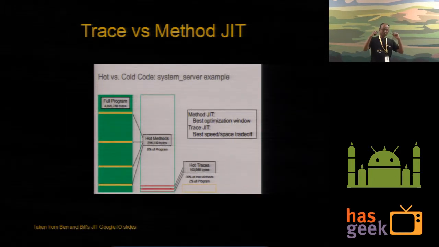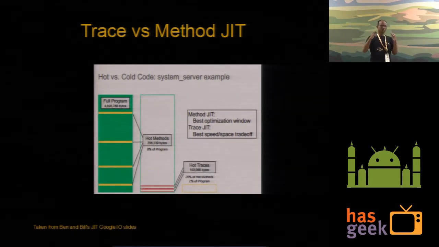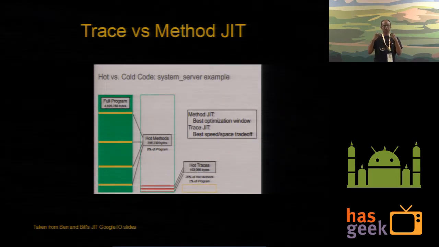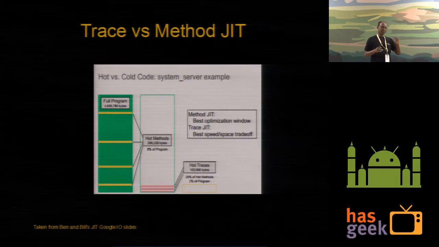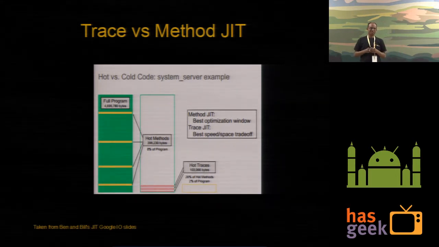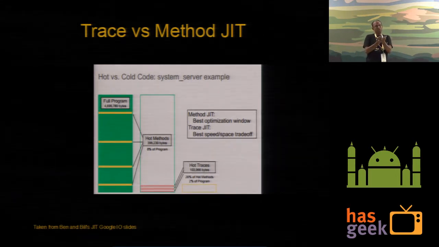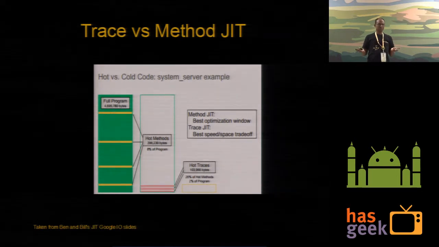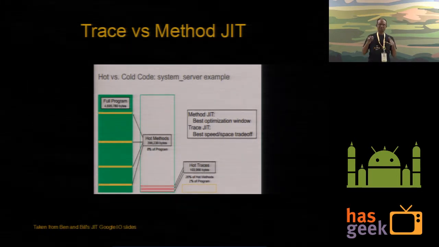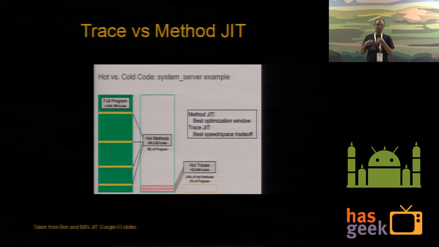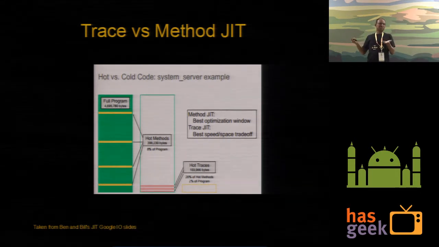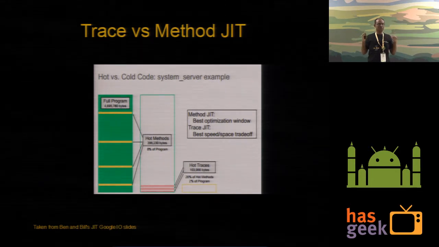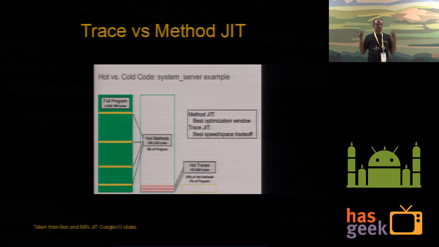Doing a method JIT is very simple. You just have method boundaries, you need to find them, and you do JIT for those particular methods. But one of the disadvantages of the method JIT is that not all the flows in the method are executed every time, right? Because there may be some if-else code which will never get executed. So sometimes we are unnecessarily doing JIT for code which never gets executed.